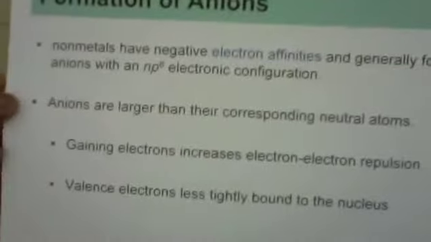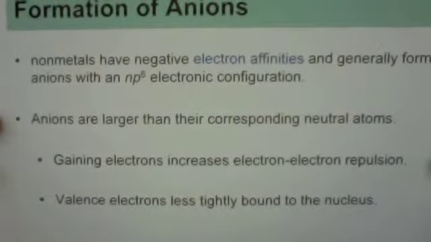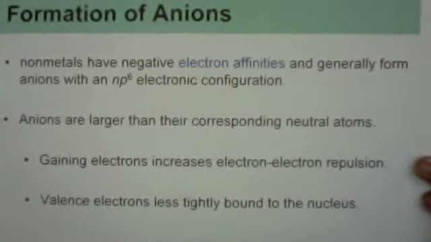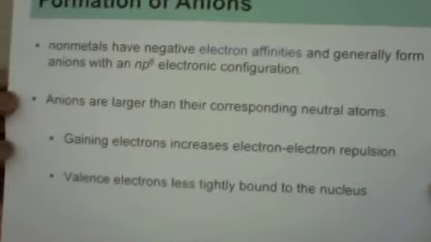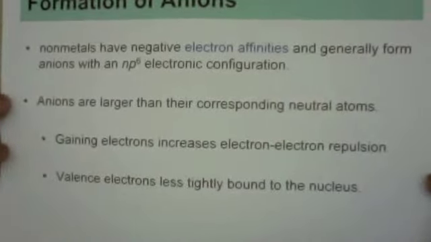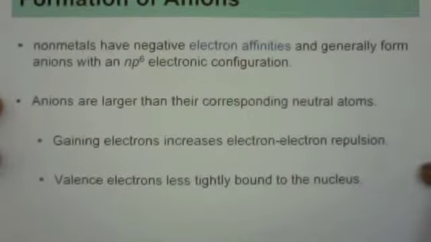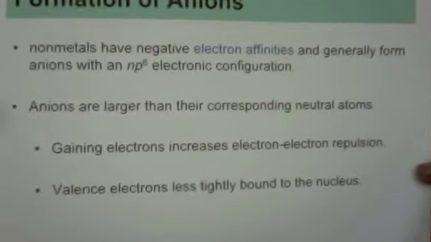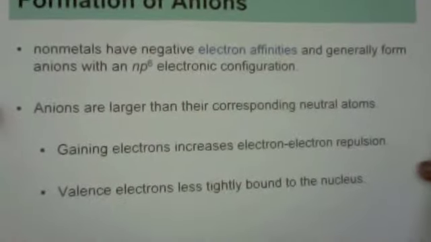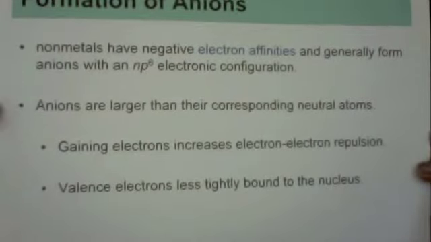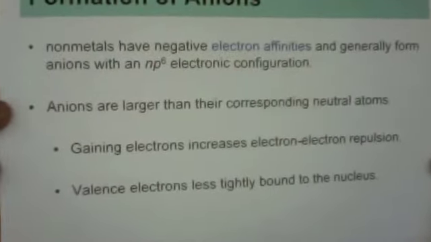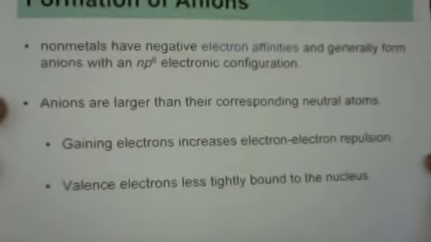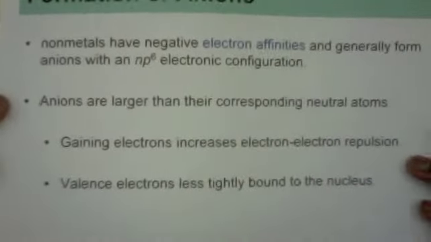Looking again, now we can talk about the formation of anions, which is opposite of cations. These are the negatively charged ions, which means they're actually gaining electrons. So nonmetals have negative electron affinities and generally form anions with an Np6 electronic configuration. They are larger than their neutral atoms, while cations are smaller, and gaining electrons increases the repulsion, and valence electrons are less tightly bound to the nucleus in anions because they are gaining more and more electrons. So these are opposite of what we just talked about in cations.